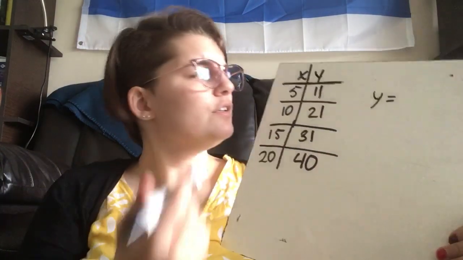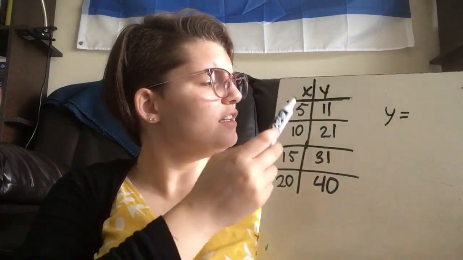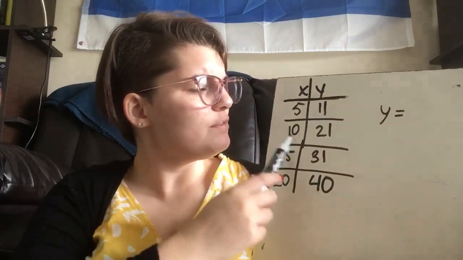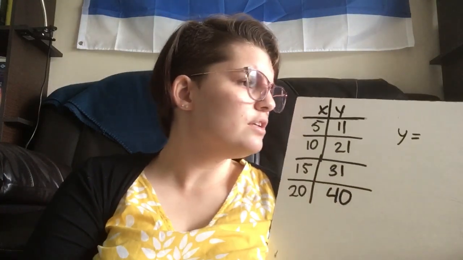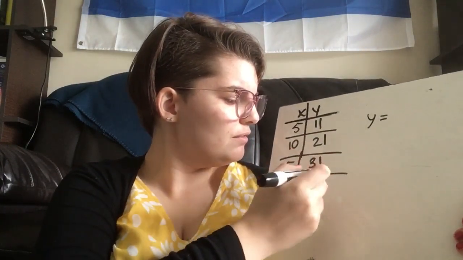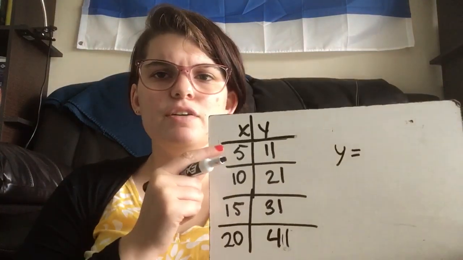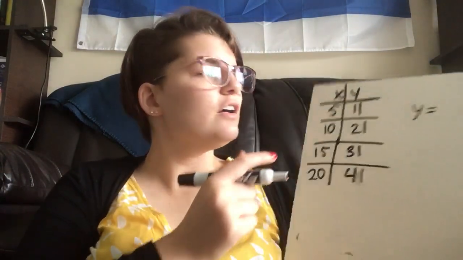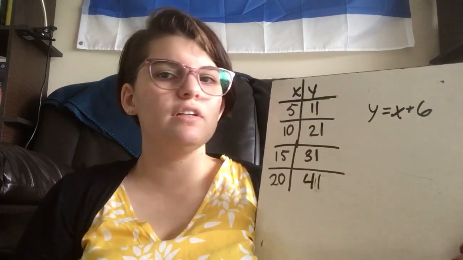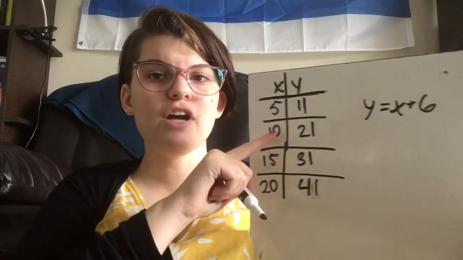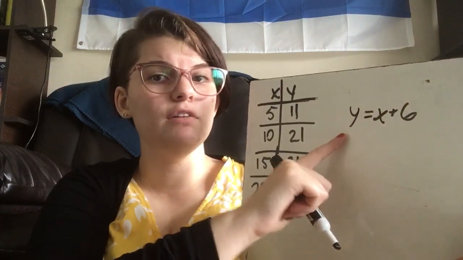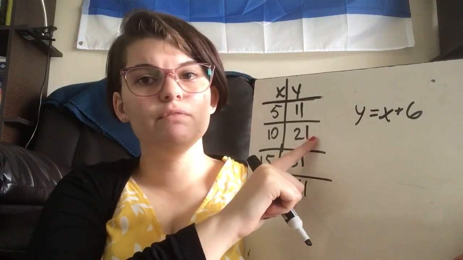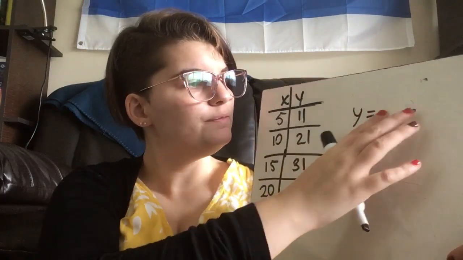Okay? So I have to find out, how can I get from 5 to 11, from 10 to 21, from 15 to 31, and from 20 to, I'm sorry, that should say 41. So the first thing to notice is I have 5 to 11. Our assumption could be x plus 6 because we have 5 plus 6 equals 11. Good assumption. So let's try it with the second one. 10, so if I put 10 here, 10 plus 6 equals what? Does it equal 21? No. So that's not the right rule.